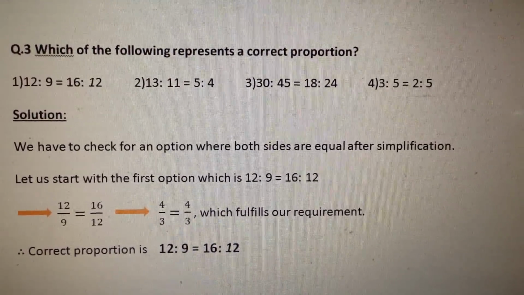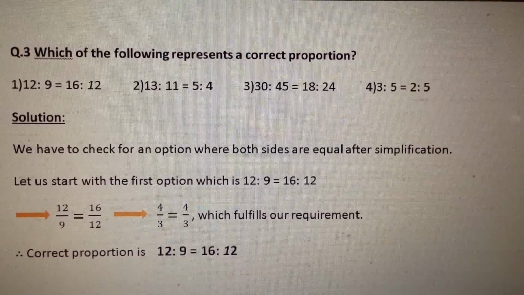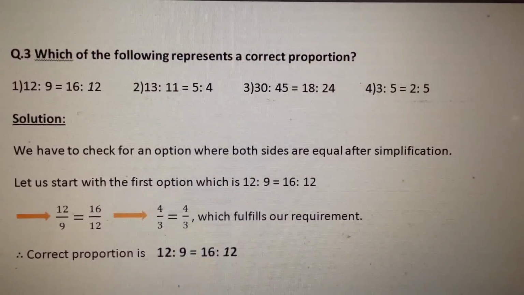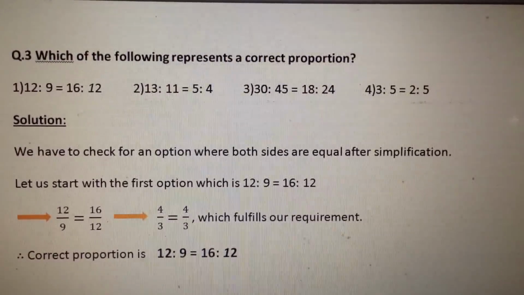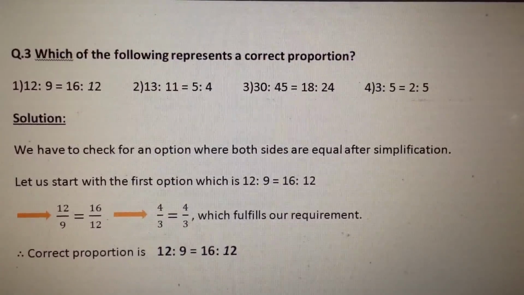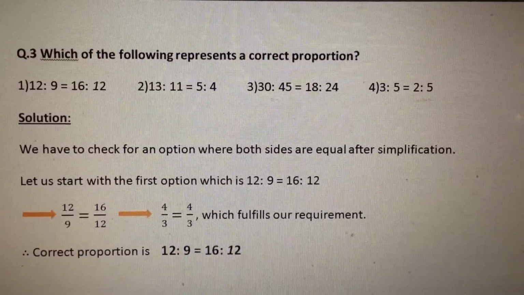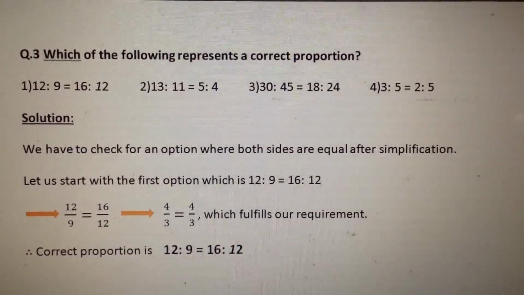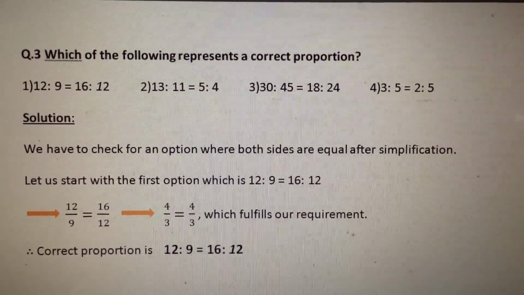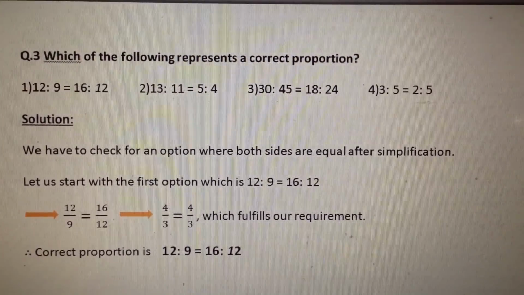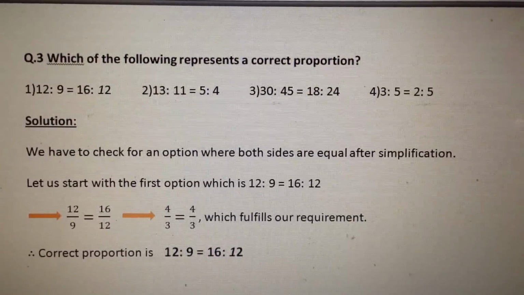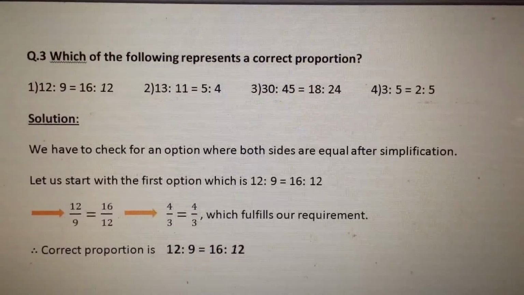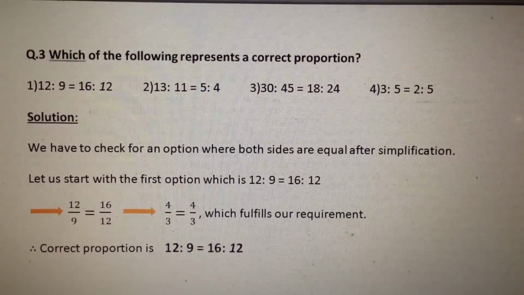Next question. Which of the following represents a correct proportion? This question is very simple. All we have to do is check for the most simplified form of the left hand side and the right hand side and see if they are equal. Now let us start with the first option. This 12:9 is equal to 16:12. The left hand side is 12:9. On simplification gives 4 by 3. Similarly, the right hand side is 16:12. The most simplified form of 16 by 12 is 4 by 3. So the first option is itself the answer.